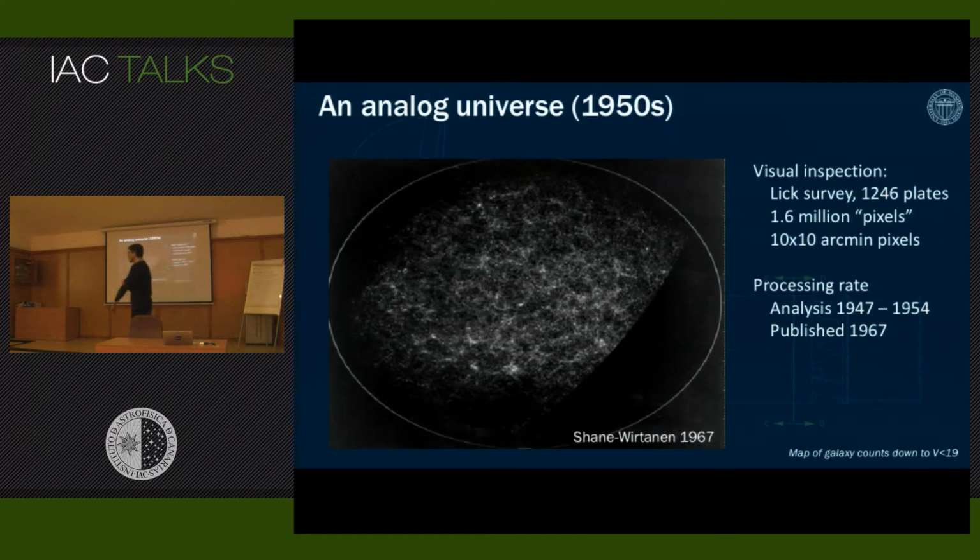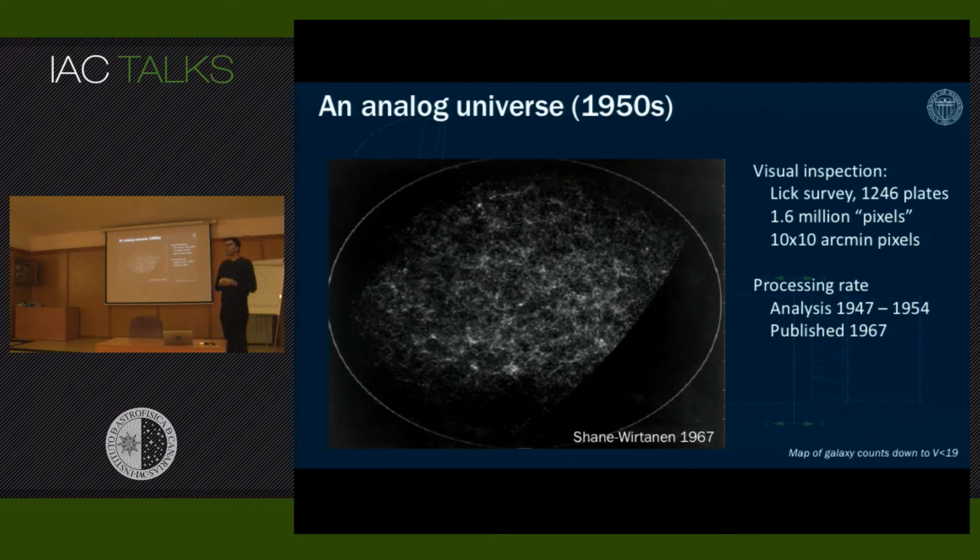Let me begin with a little bit of an introduction. Sky maps and data rates. So this is one of the early sky maps. This is what I'm calling here an analog universe. This was made in the 50s. These are the so-called Shane-Virtanen counts. So this is using about 1,200 plates from the Lick survey.